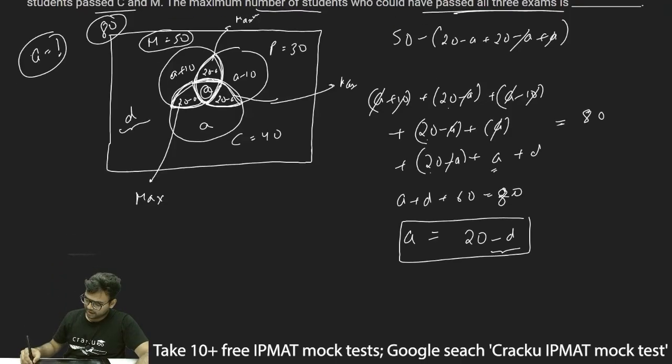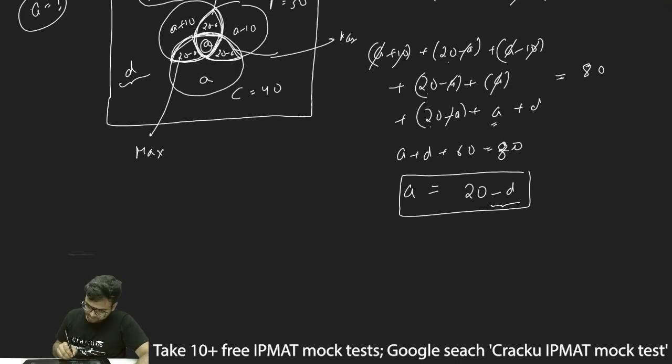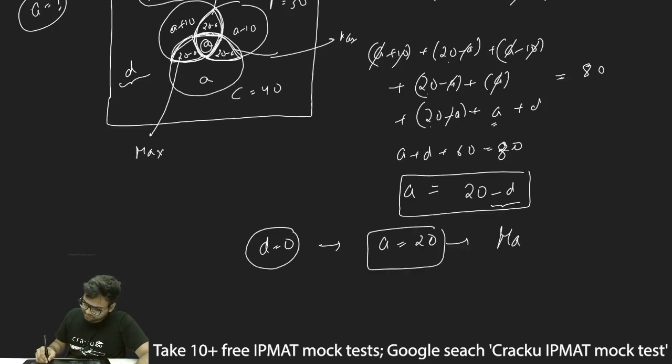So the value of A will keep on decreasing, and it will be maximum when D will be equal to 0. When D is 0, A is equal to 20. This will be the maximum value, because what will happen if, let's say, D is equal to 1.